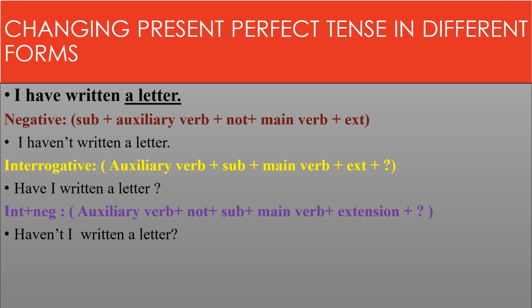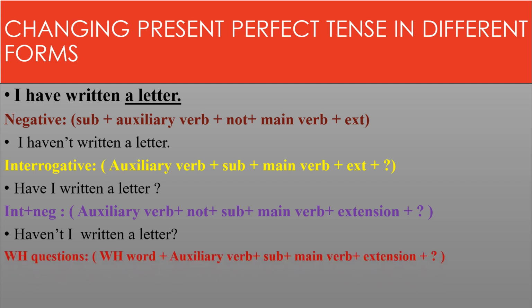Okay, we are changing this sentence into different forms. And you have not forgotten that we are learning present perfect tense and we are changing these sentences into negative and interrogative negative. These forms are the same in every tense. If you want to make present continuous tense negative, you have to follow this structure. If you want to make past indefinite tense interrogative, you have to follow this structure. So these structures are the same in every tense.